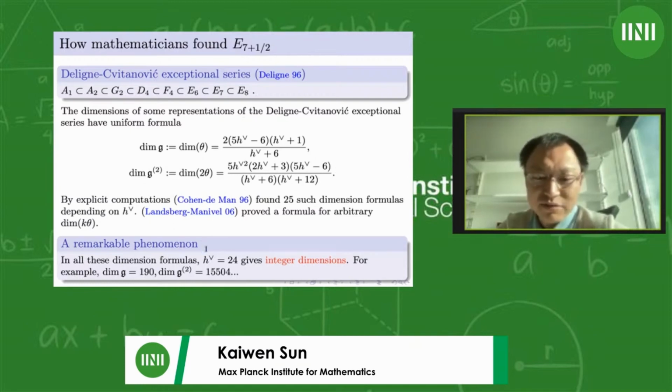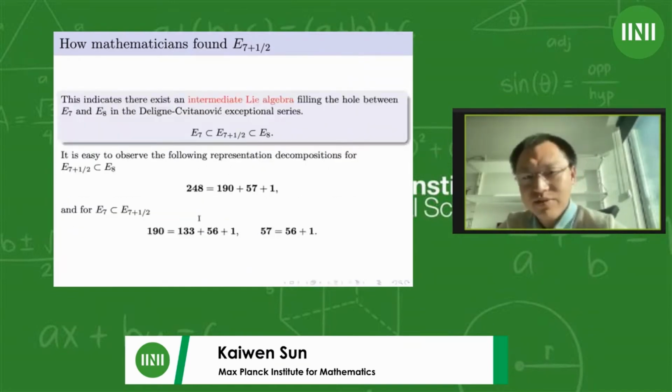They noticed that if you put a dual Coxeter number of 24 there, they always give integer dimensions. For example, if you put the dual Coxeter number 24 here, you will get 190. You got this integer. But if you put any other dual Coxeter number there, you won't always get integers.